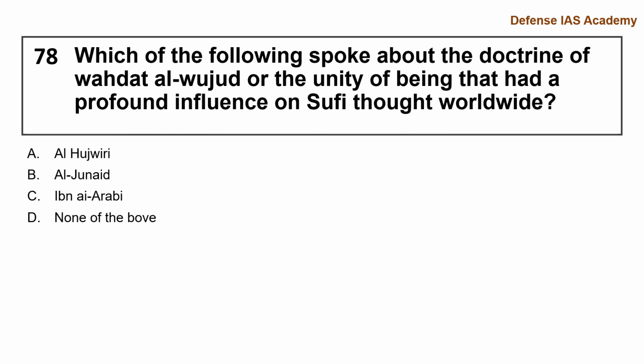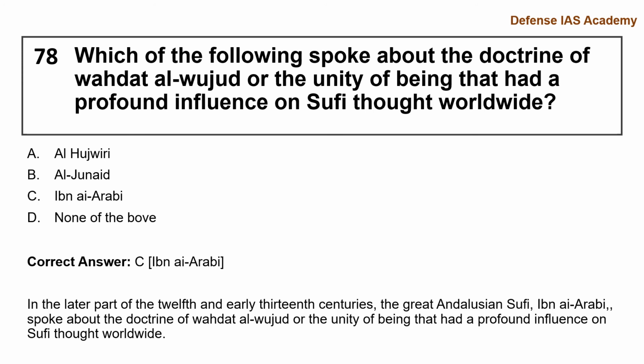Question 78. Which of the following spoke about the doctrine of Wahdat al-Wujud, or the unity of being, that had a profound influence on Sufi thought worldwide? The correct answer is option C, Ibn Arabi. In the later part of the 12th and early 13th centuries, the great Andalusian Sufi Ibn Arabi spoke about the doctrine of Wahdat al-Wujud, or the unity of being, that had a profound influence on Sufi thought worldwide.